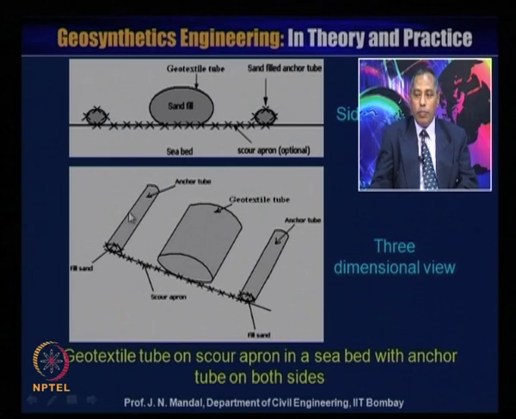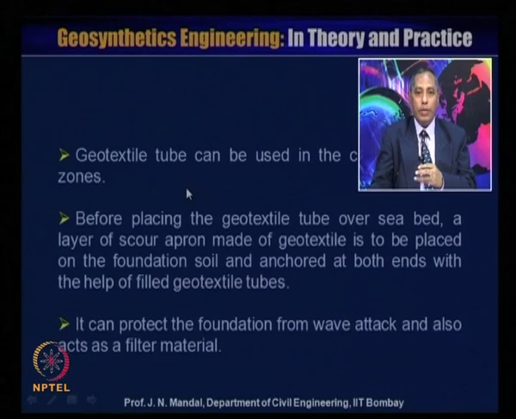Here it is filled with sand, and this is also filled with sand. So, this is an anchor tube and this is the main geotextile tube. This is the scour apron. This is a three dimensional view, and this is a side view. So, here is the geotextile tube or scour apron in a seabed with anchor tubes on both sides. So, how can we make the anchor on both sides?